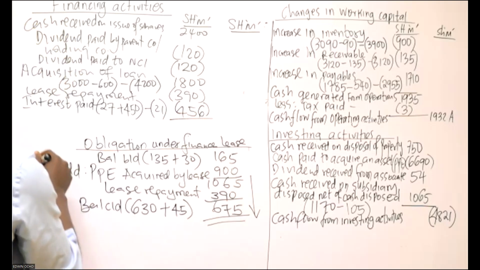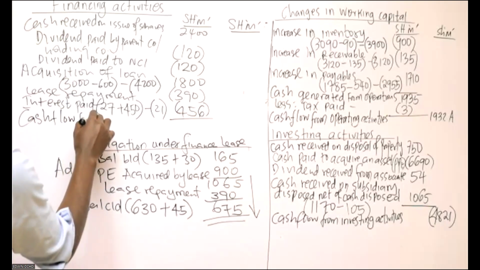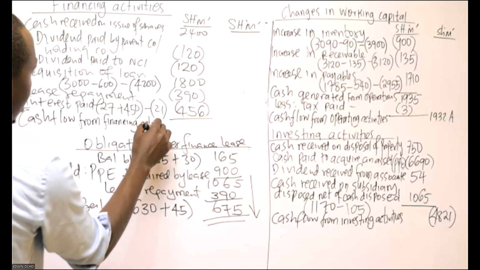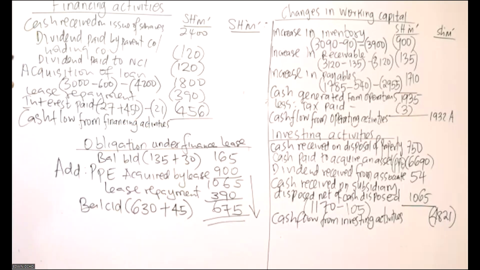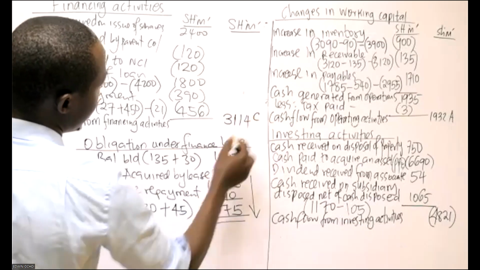456. So up to this point, I can be able to get cash flow from financing activities. So the cash flow from financing activities, 2400 minus 120 minus 120 plus 1800 minus 390 minus 456. So we have 3114. So this is C.